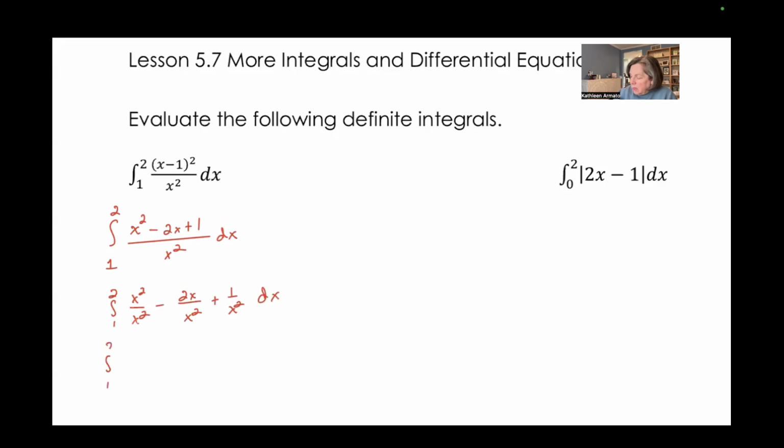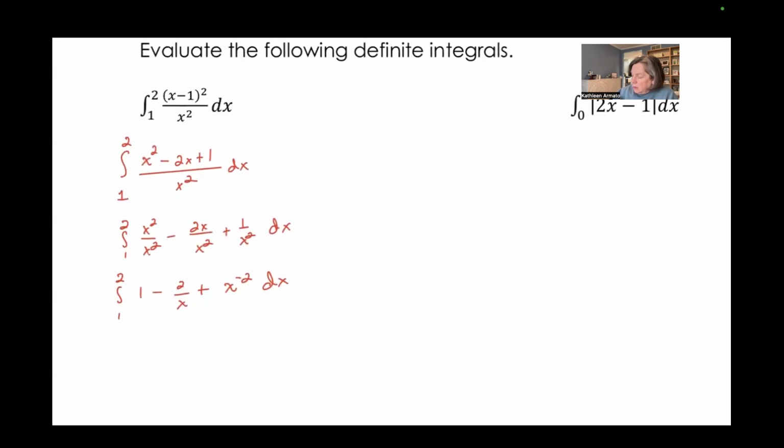Okay, let's simplify that a bit. I have 1 minus 2 over x. 1 over x squared, I'm going to write that as x to the negative 2 because it's a little bit easier to take the derivative when it's written as a power. I did not rewrite the 2 over x because that's the natural log guy. All right, so the integral of 1 is x minus 2 natural log absolute value of x. X to the negative 2, I add 1 to the exponent, and I multiply by the reciprocal of negative 1.